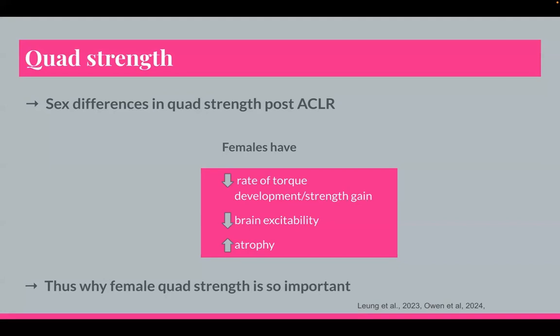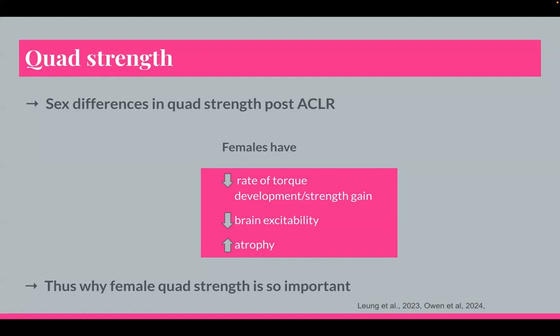So when you're running, jumping, and landing in your sport, you really want your muscle to be working and being able to produce force as quickly as you can. Producing strength in your quad as quickly as you can is really going to be important. Unfortunately, females have a decreased rate of torque development. We really need to focus on this and be aware of this when doing physical therapy and returning to sport.